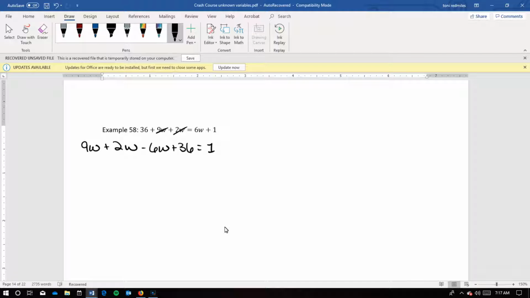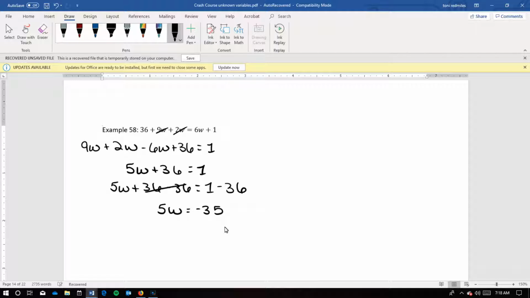Okay, put all this together. 9 plus 2 is 11, minus 6 is 5W. The 36 is adding to the W, so I have to subtract it from both sides. Gives me a negative 35. Now I have to divide the 5. So 5 goes into 35 7 times, and because of this negative and this positive, it's going to be a negative 7.